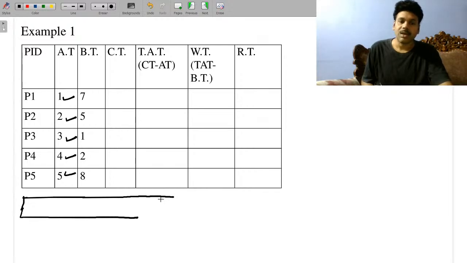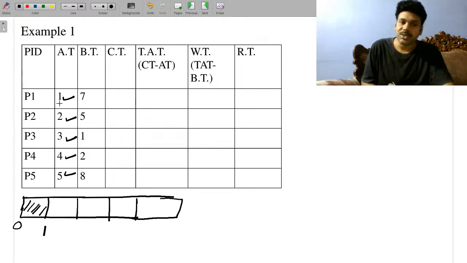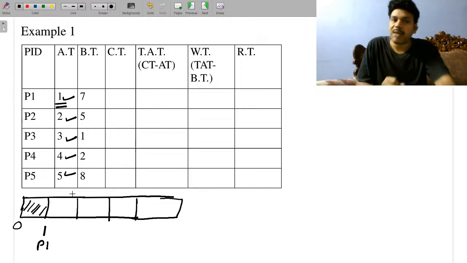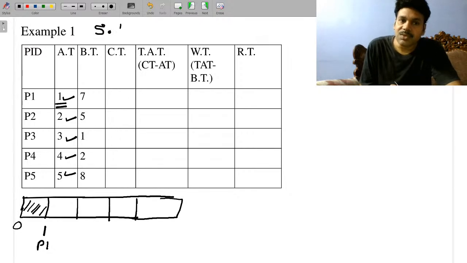Please observe. There are 5 processes. Take 5 different timing units. Start with 0. Nobody is there at the start at 0, so the CPU is idle. At 1, who has arrived? P1 has arrived. Please observe. At 1 only P1 has arrived. Now you may have a doubt: as we are doing shortest job first, you are all having a doubt.